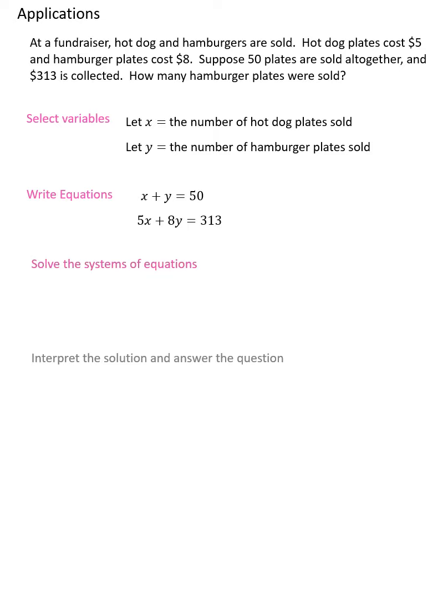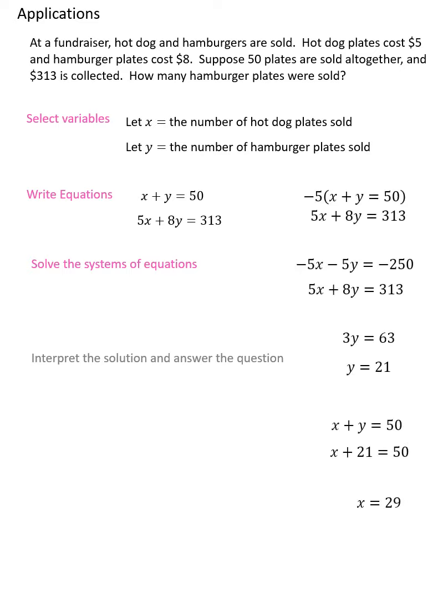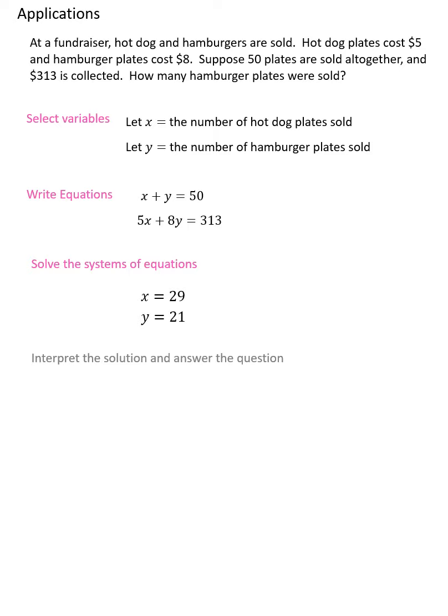At this point, I forget that I'm doing anything with hot dogs and hamburgers, and I simply solve the system of equations. If you need a little bit of practice at that, you may want to hit pause here and analyze the work. But what the system ultimately shows is that x is 29 and y is 21. And now it's time to interpret the solution and answer the question.